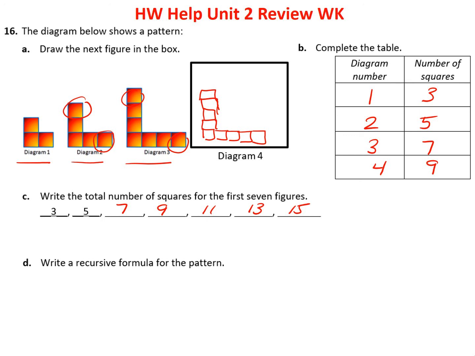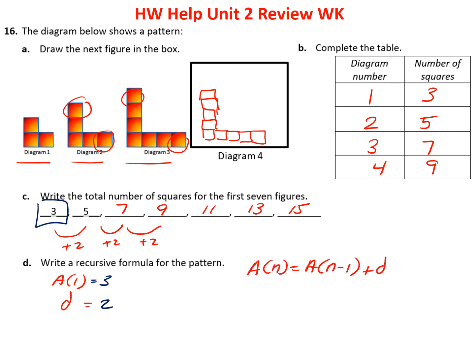Now, if I want to write a recursive, I need to know, first of all, where did it start? Well, the first term, remember, was 3. So that's going to be 3. And then, what's the common difference? Well, the common difference is it's going up by 2. So my common difference is 2. So now I can write my recursive. My recursive is a_n equals the previous term, the n minus 1 term, plus d. And then I state what a1 is. So in this case, my answer will be a_n equals a_(n-1) plus 2. And then my a1, where did it start? It started at 3. And that's our answer.